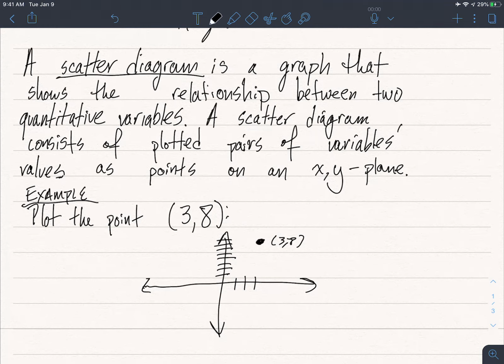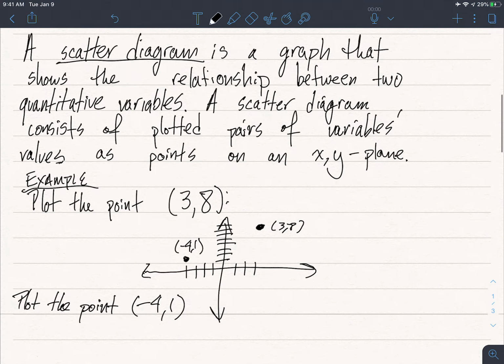And maybe do one more, make sure everyone remembers. Plot the point -4, +1. The first number determines left and right. -4 means go to the left 4. 1, 2, 3, 4. Second number means go up 1. So there's the point -4, +1.